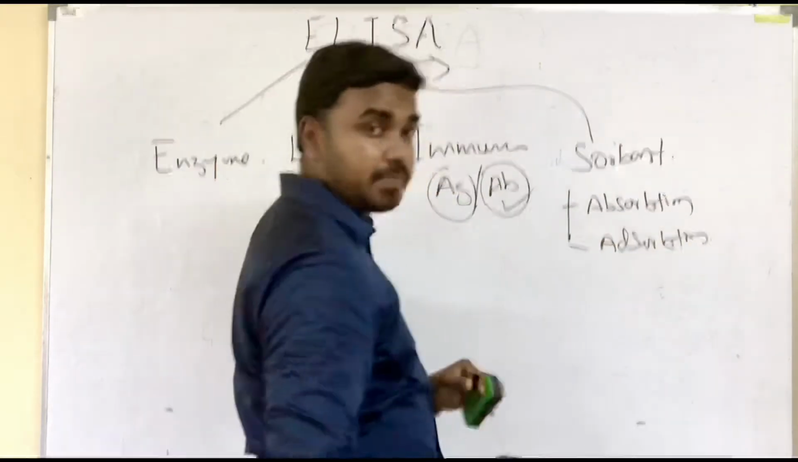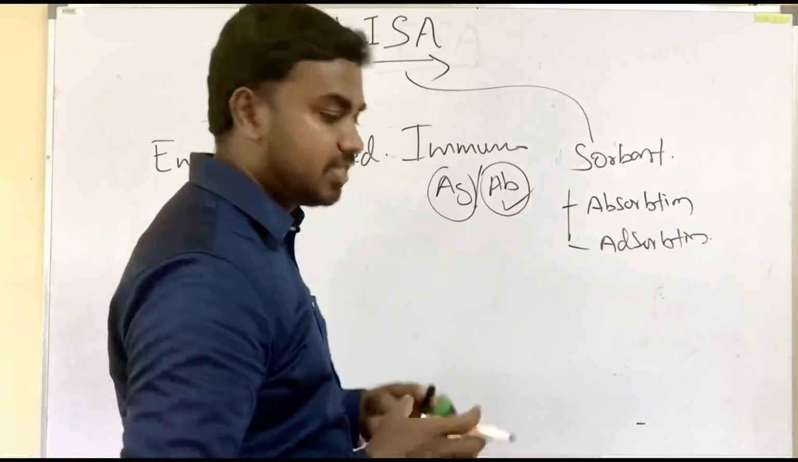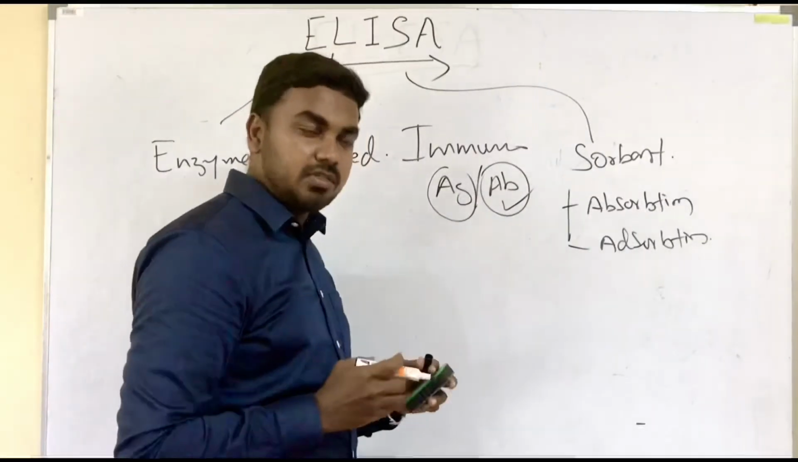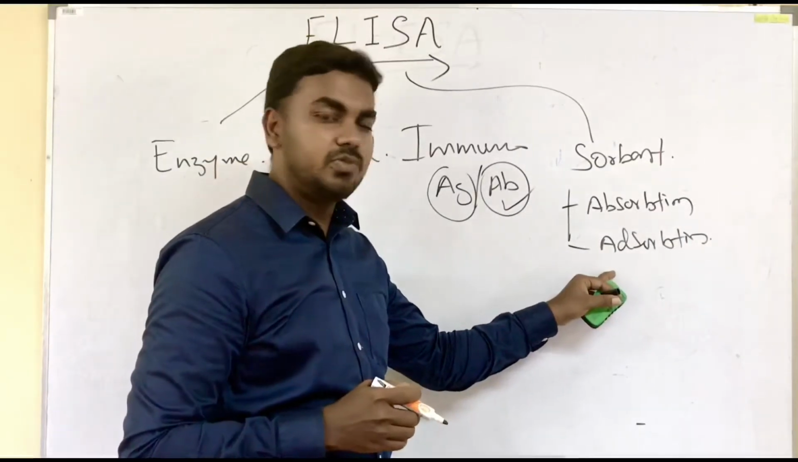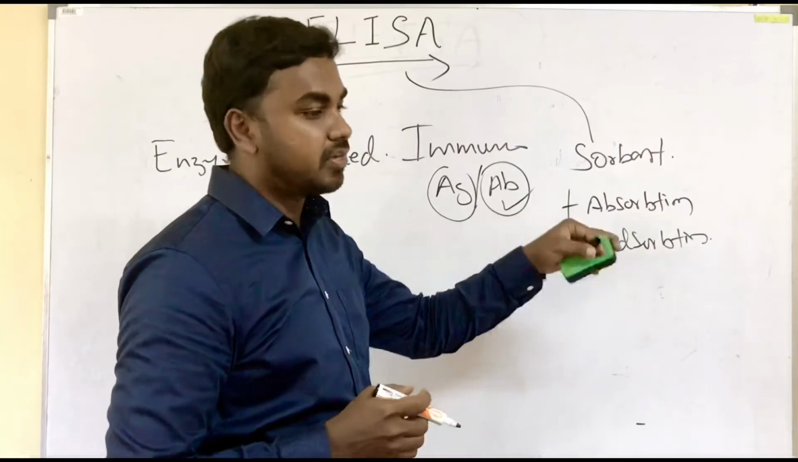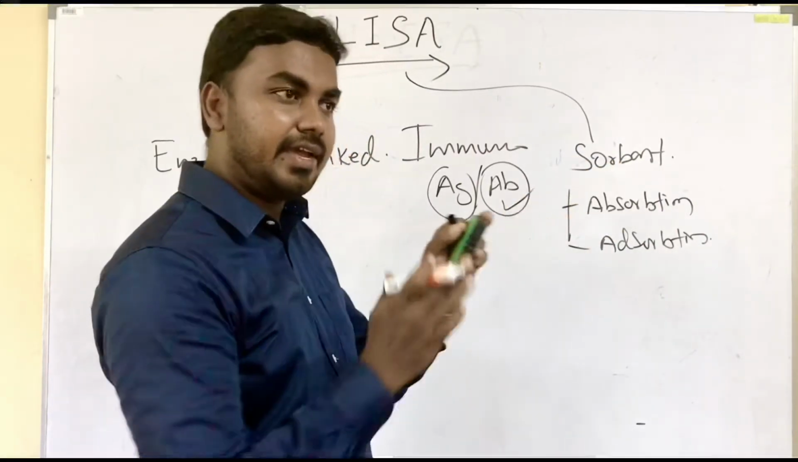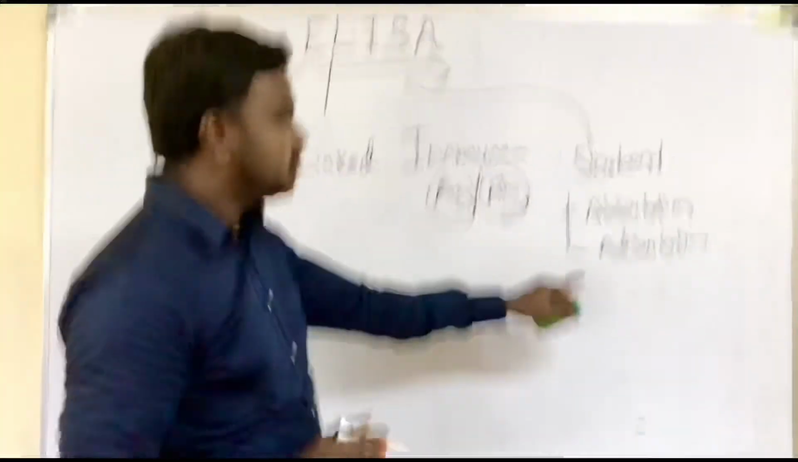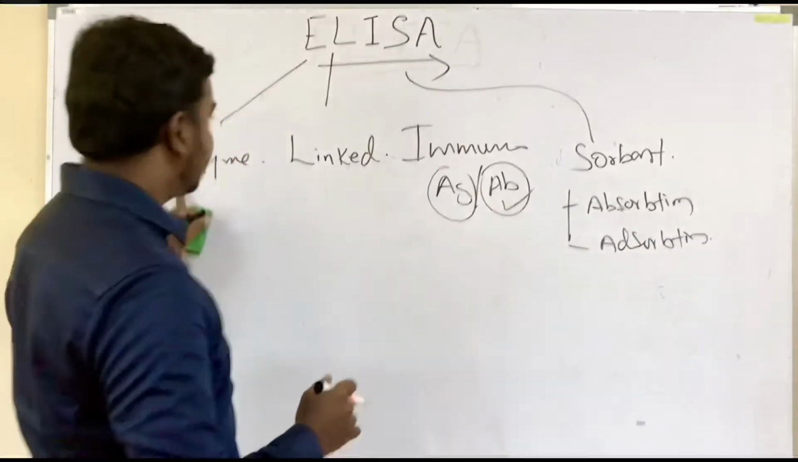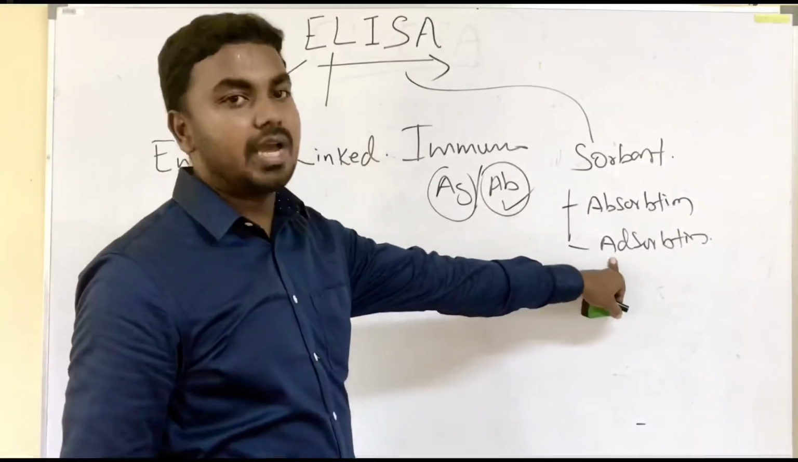adsorption. Absorption, we know, if you take wool and dip it into water, the wool absorbs the water, that is absorption. Then what is adsorption? It's very simple. You take a magnet and try to lift a metal nail, it will get attracted, it gets attached. That attachment we call adsorption. So this enzyme is linked with antibodies through the process we call adsorption.